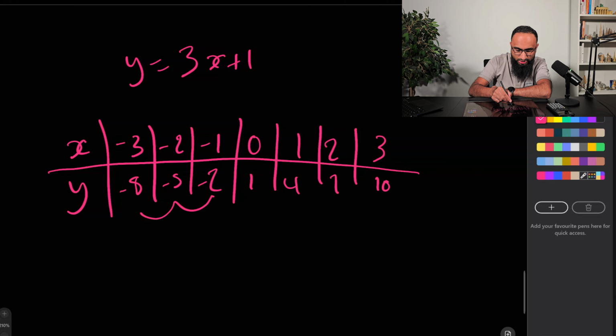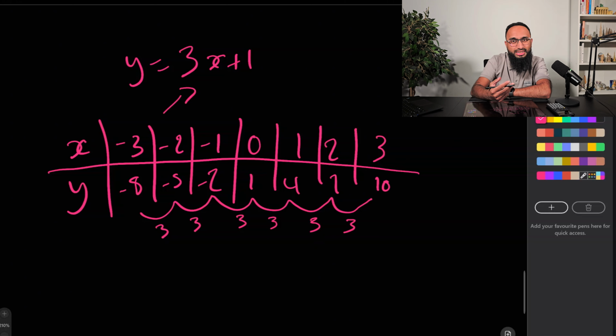Now, what I'm sure you all know by now is, let's look at the difference. They always go up in threes. And the reason is because the gradient is 3. By definition, if you go up by 1 on the x-axis, then the y-axis goes up by the gradient. And here we're going up in 1, so we're going from -3 to -2, -2 to -1, and so on. And each time the y value goes up by 3. Now you'd get these coordinates and you'd be able to plot it on a graph.